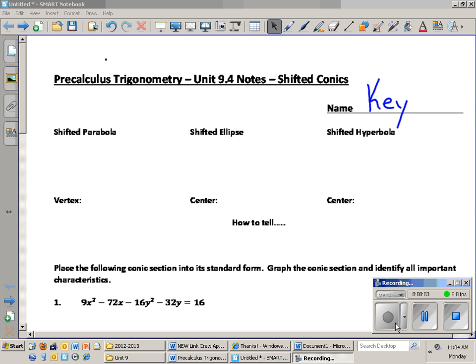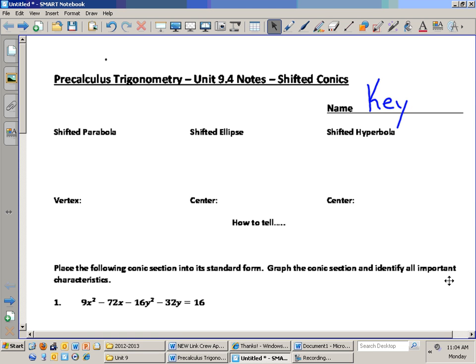Okay, so last week we looked at conic sections: hyperbolas, ellipses, and parabolas. Today we want to look at those conic sections as they are shifted. So they will not be centered at the origin, they'll be centered somewhere else. And that's what we want to take a good look at.